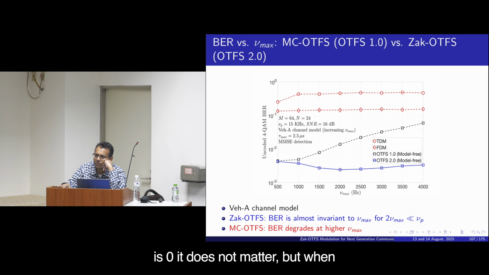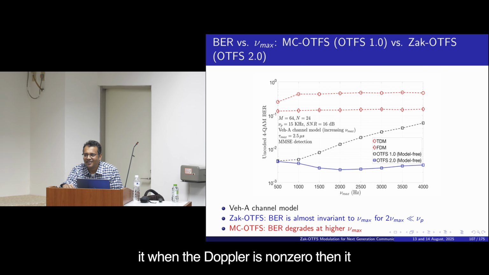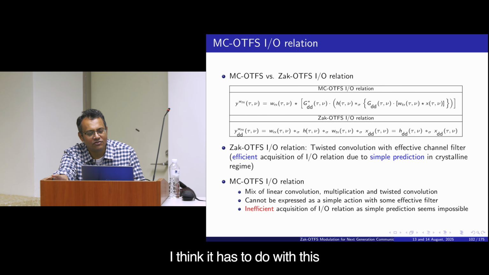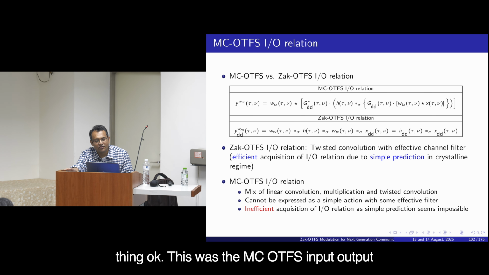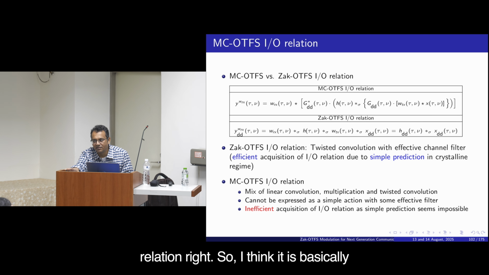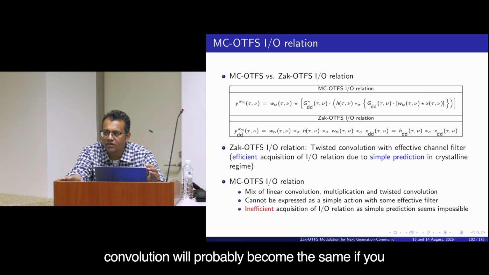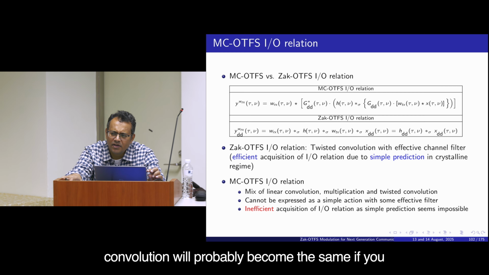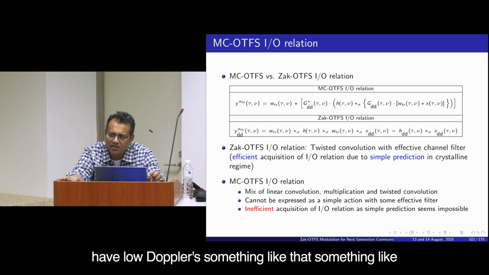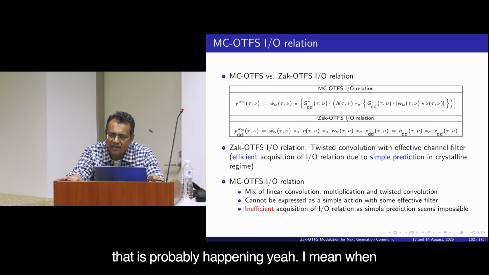And when your Doppler is 0, it does not matter, but when the Doppler is non-zero, then it matters. That is a good question. Why? I think it has to do with this thing. This was the MC-OTFS input-output relation, right. So I think your convolution and your twisted convolution will probably become the same if you have low Dopplers, something like that.